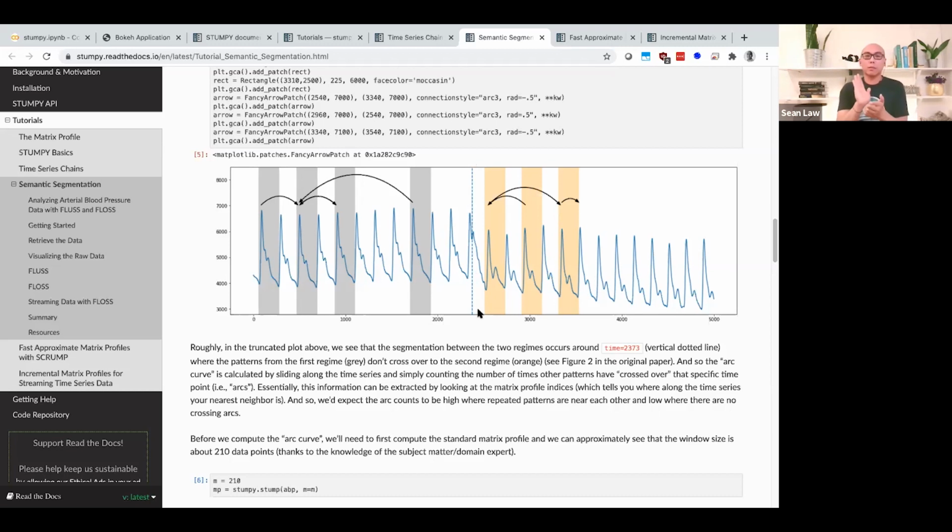Similarly, once the bed was tilted vertically, we get a change in the blood pressure. Notice that the nearest neighbors identified to the right of this point in time also do not cross that dotted line. So by looking at the crossings of where your nearest neighbor is, you can identify regions where there's a very low number of crossings, and that's how you identify these. That's how you segment your data.